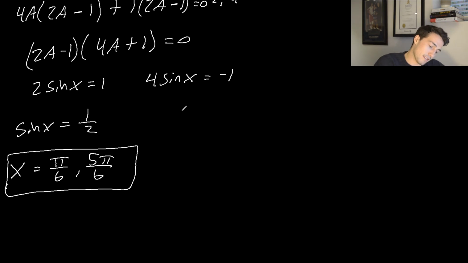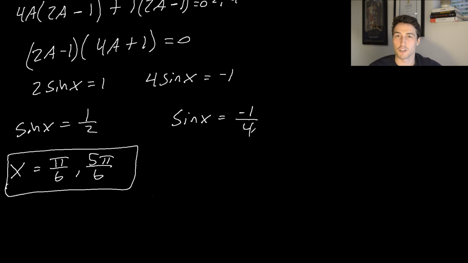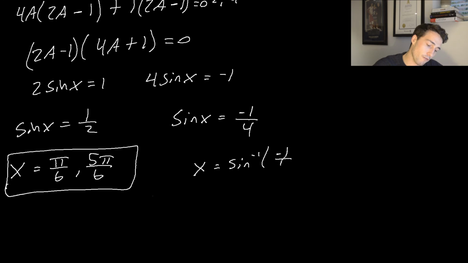For this one, I'm going to get sine of x is equal to negative 1 over 4. So this is where our special triangles don't really help us, because our special triangles don't have a 4 in the side lengths, right? So there really isn't an angle that's going to be an exact value of negative 1 over 4. But what we can do is sine inverse. So I can take sine inverse in my calculator of negative 1 over 4.